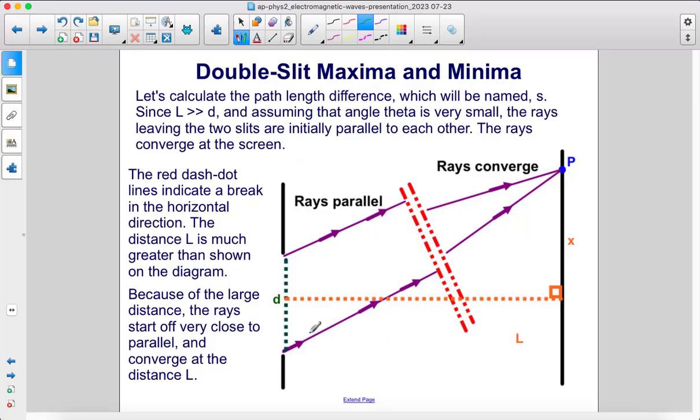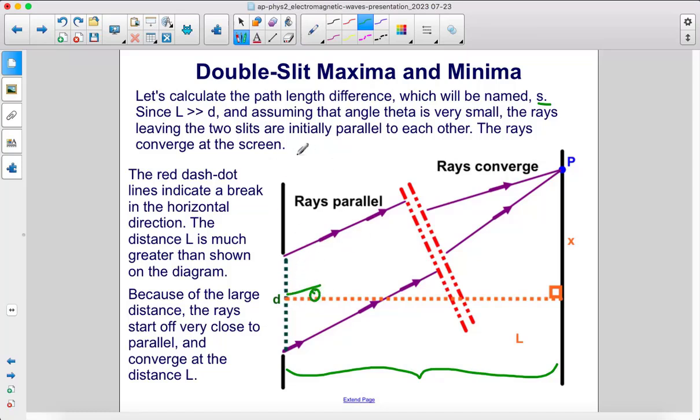Since this path length difference between the upper ray and the bottom ray is crucial in determining where bright and dark spots are going to be on the screen, let's calculate the path length difference. We're going to name it S. Since L, which is this distance, is much, much greater than the distance between the slits, we're also going to assume that this angle here is really small.